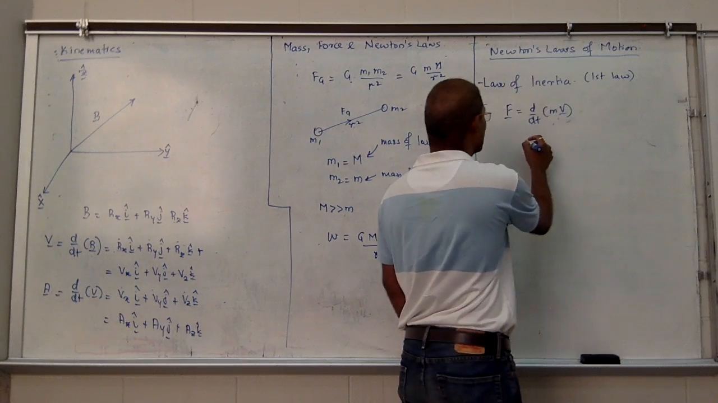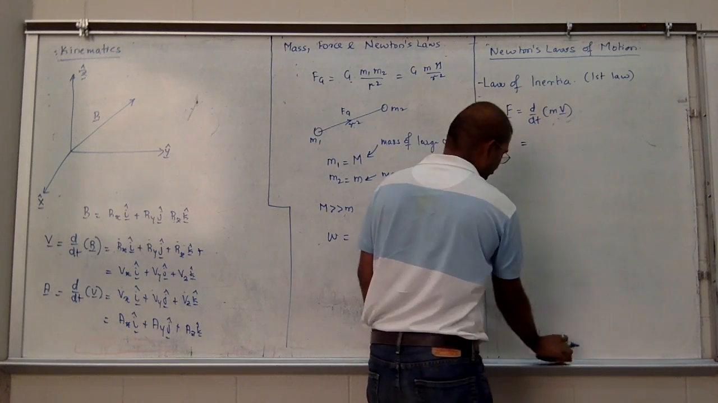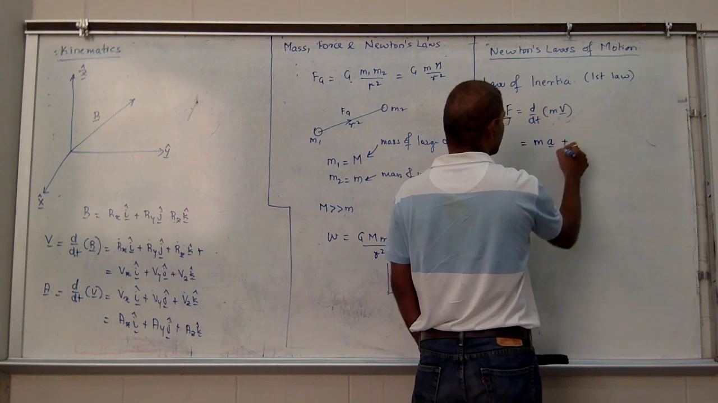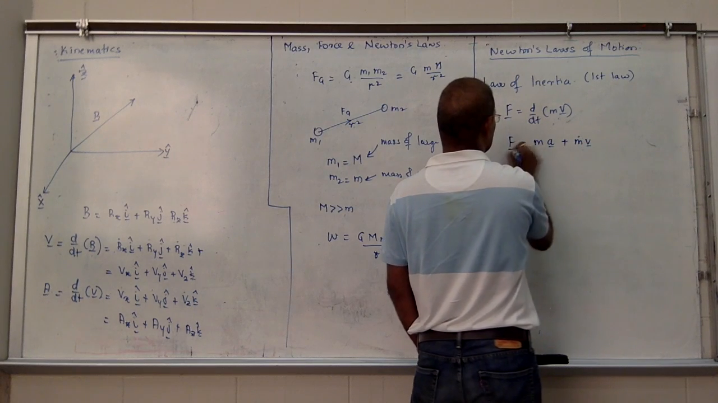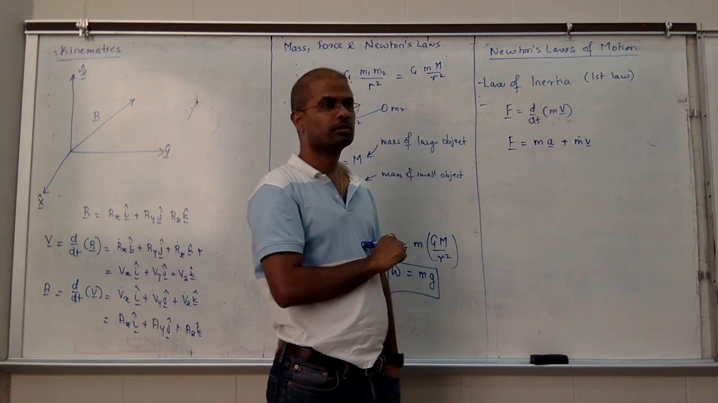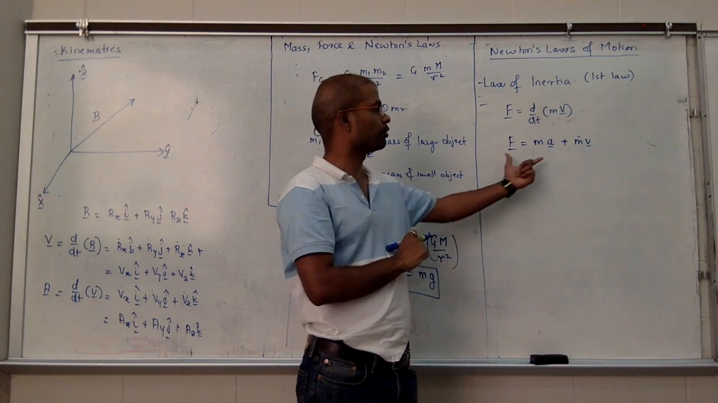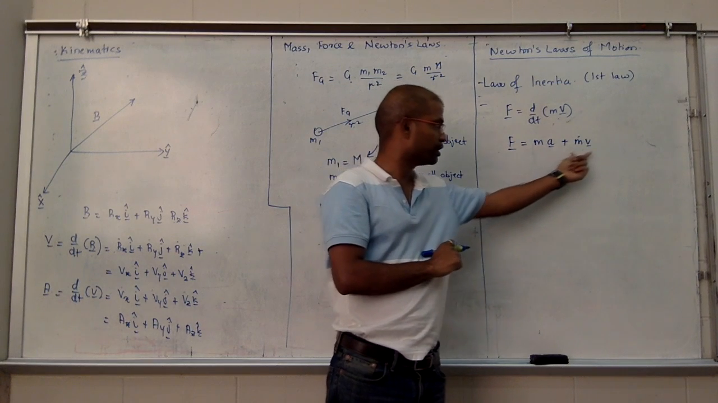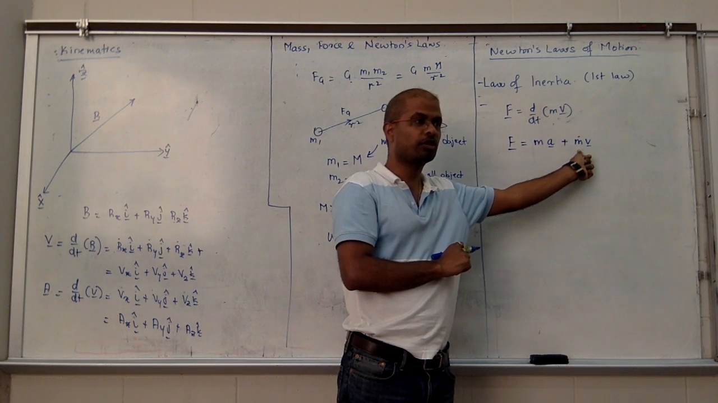So if you take the derivative of this, what you're going to get is m a plus m dot v, right? This is the complete form of Newton's second law. So what is happening is this: in many cases m dot is 0 and m is not changing. So you can assume that m dot is 0.